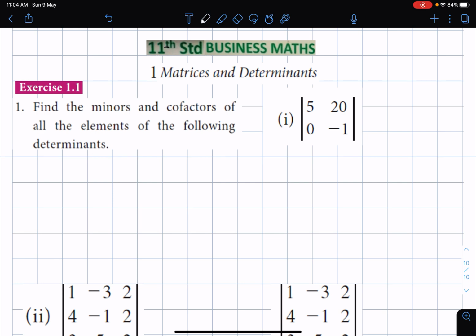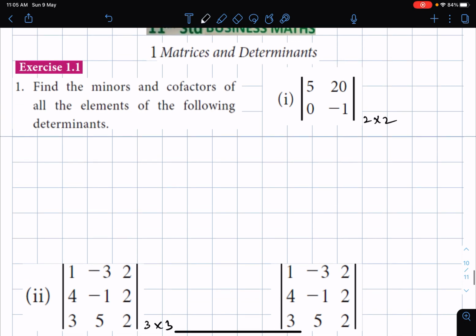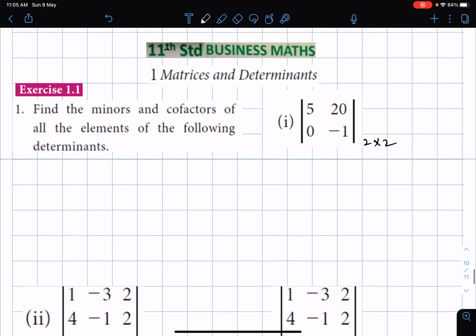So far we have seen the examples and properties of matrices and determinants. Today we are going to start our exercise 1.1. First sum: find the minors and cofactors of all the elements of the following determinants. They have given one 2 cross 2 determinant and the second one is 3 cross 3 determinant. We have already seen this in examples, but today we will see it in the exercise.